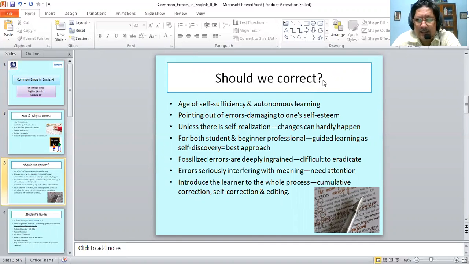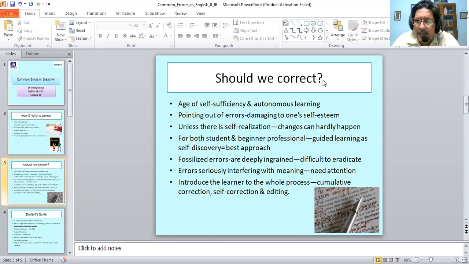Now, the first question that arises is this debate of whether to correct or not to correct. This is supposed to be the age of self-sufficiency and of autonomous learning. We are all learning new things on our own. In such a situation, the pointing out of errors is regarded really as damaging to one's self-esteem.